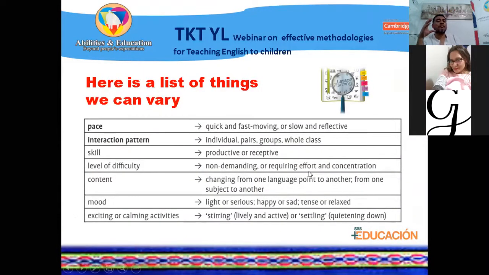Okay, here is a list of things that we can vary because I am telling you that we need to include variety in our planning.